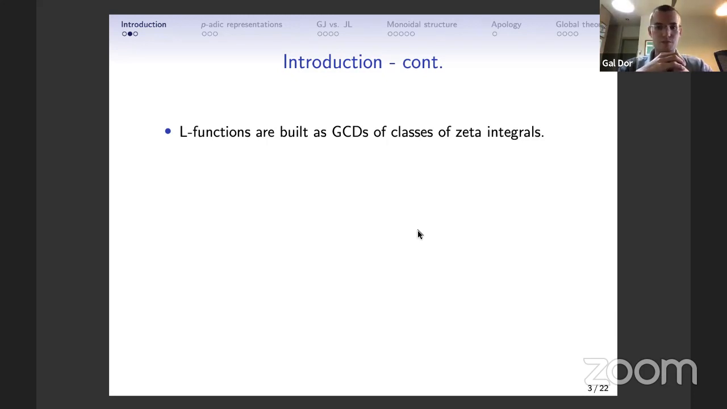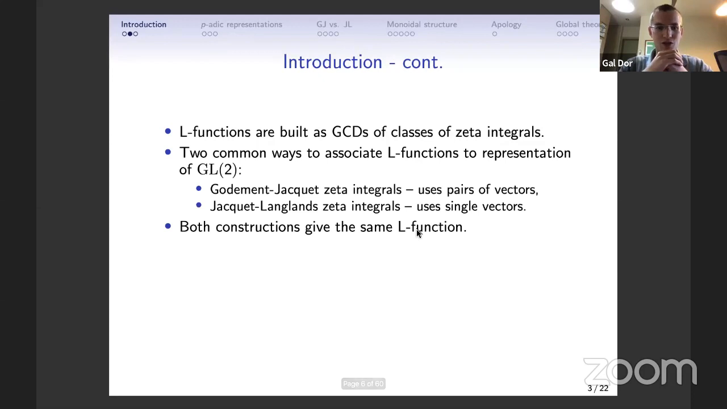Now, this is a pretty complicated process, and it's highly non-trivial. Even in the case of GL2, one of the easiest cases automorphically, there are actually two completely different zeta integral formulas that give the same L function. But a priori, when you just look at them, there's no reason that they should be the same. There's no really nice explanation that says these two things are equivalent. They very much don't look the same.